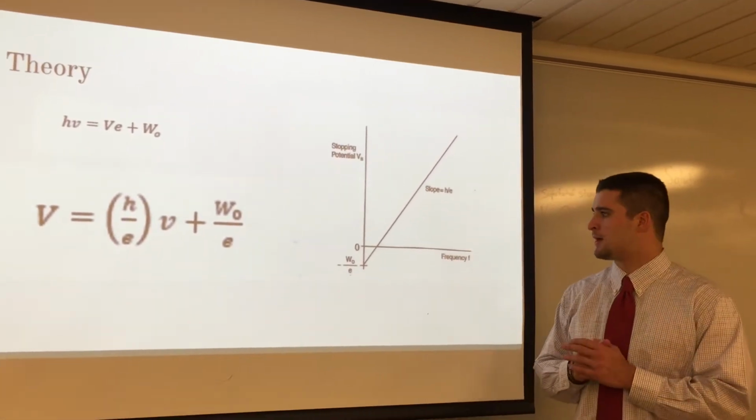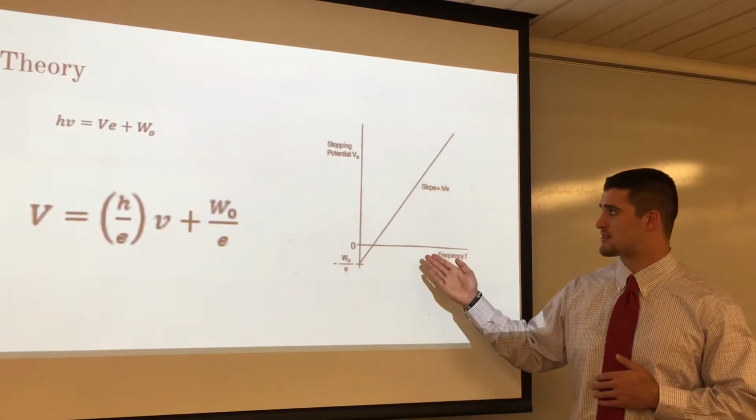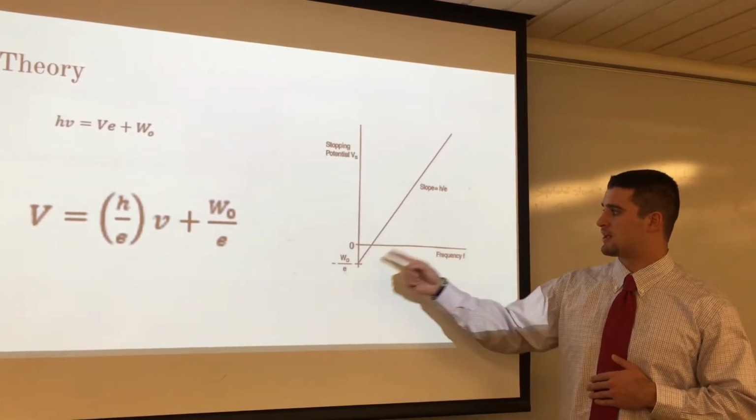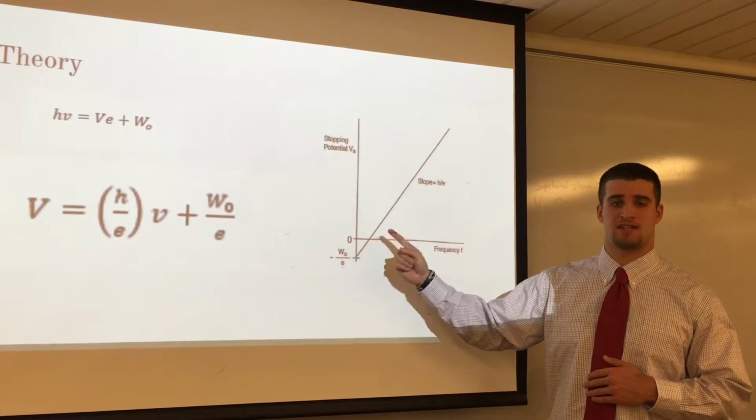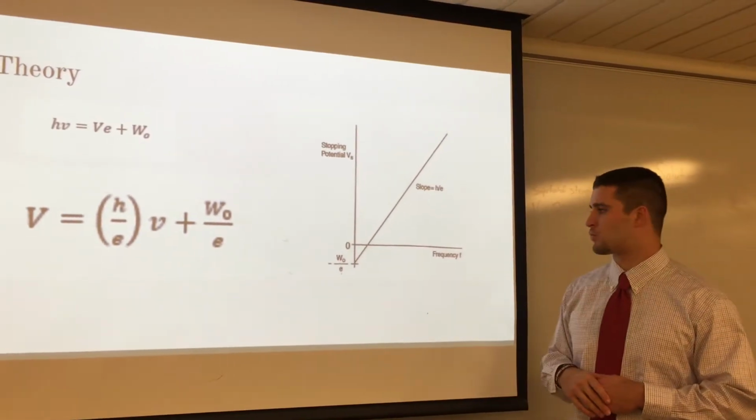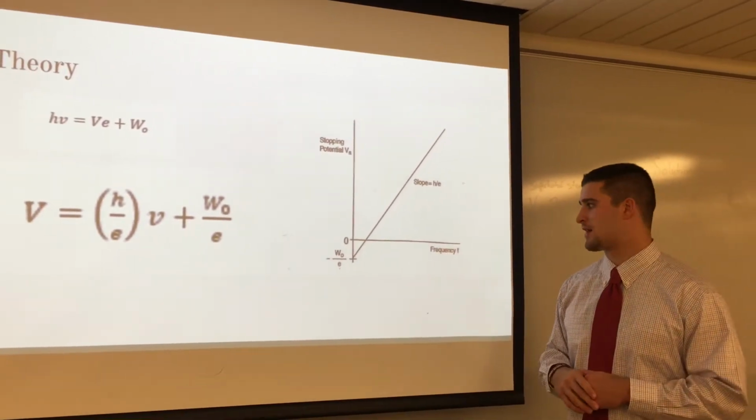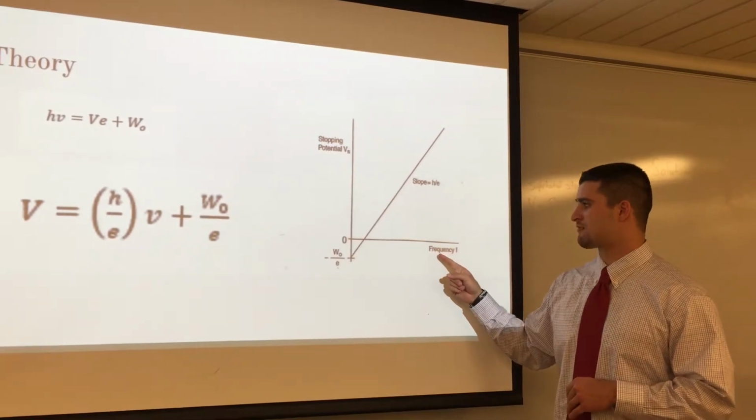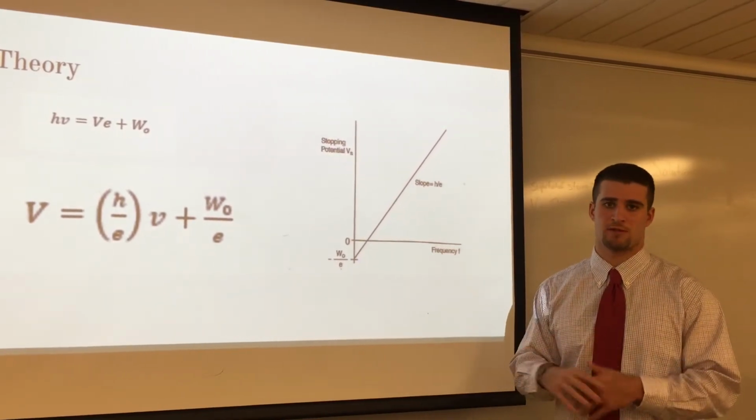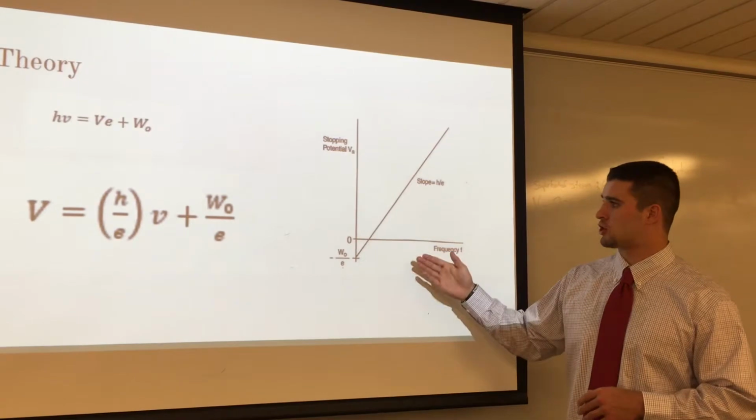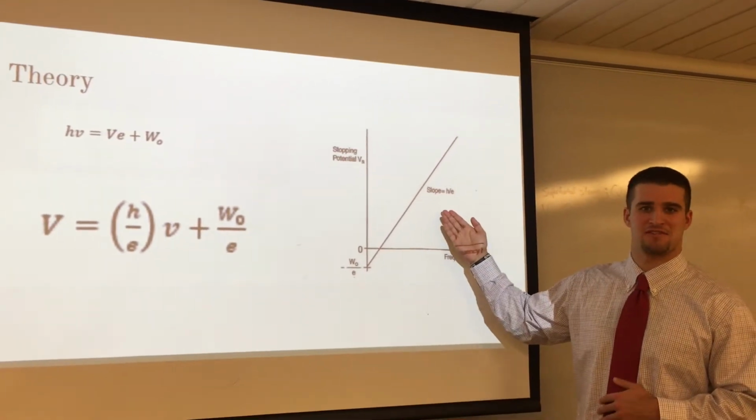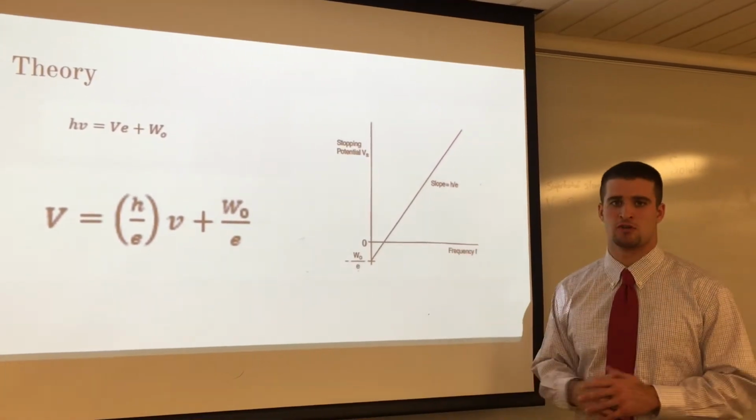In terms of this linear equation, you can see it graphed here, where the y-axis is determined by the stopping potential, which I will mention in a little bit how we got to, and then the x-axis is the frequency of the light we are observing. And then the slope, obviously, is the main focus of this experiment for us, which was H/E.